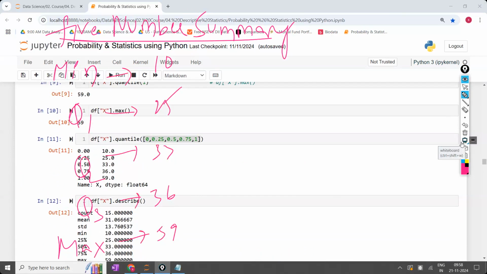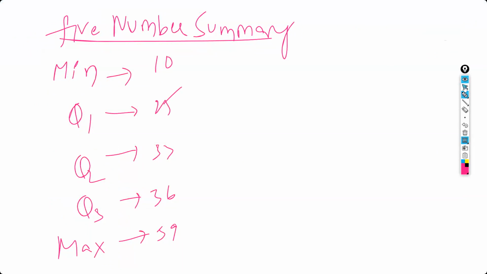Now, using these 5 numbers, we are representing one plot. What is that plot? It is called a box plot. Okay, how? See here, this is the graph sheet. You already know how the graph sheet looks.